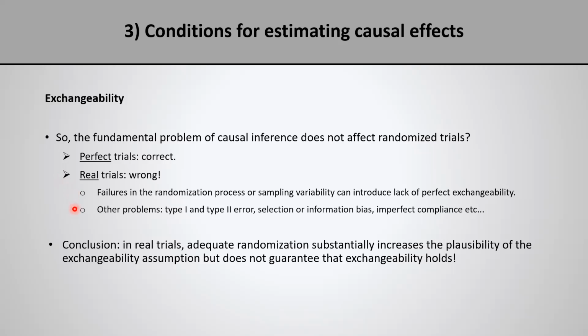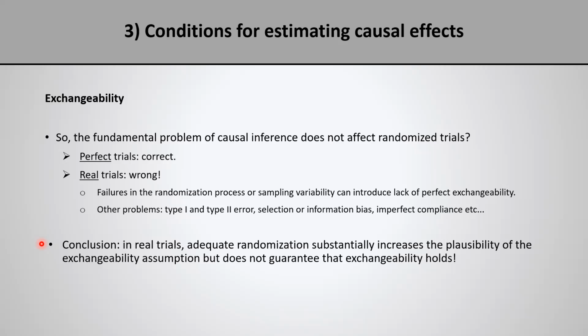And of course, we can have other problems, such as selection bias due to loss to follow-up, information bias due to imperfect measurement of variables, imperfect compliance to treatment assignment, etc. So our overall conclusion is that in real trials, proper randomization substantially increases the plausibility of the exchangeability assumption, but it does not guarantee, and it cannot guarantee that exchangeability holds. This would only be the case if we had a perfect trial, which is more of a theoretical concept than a real concept.